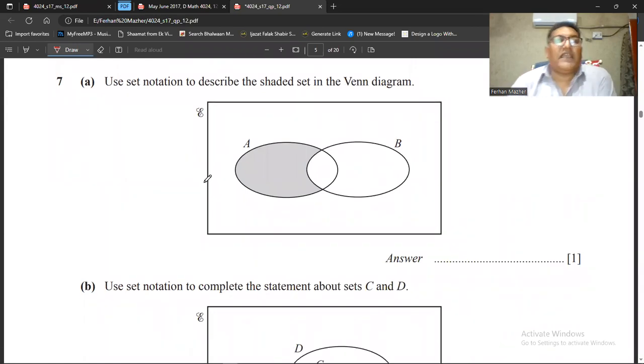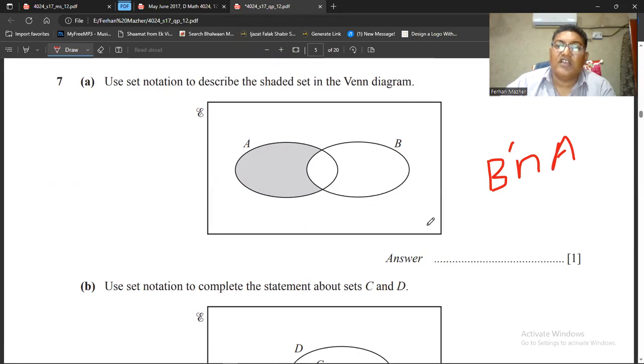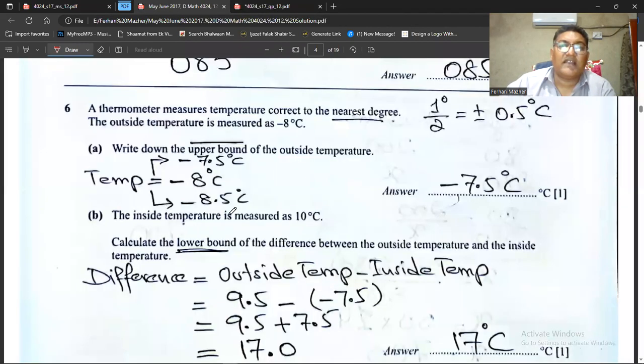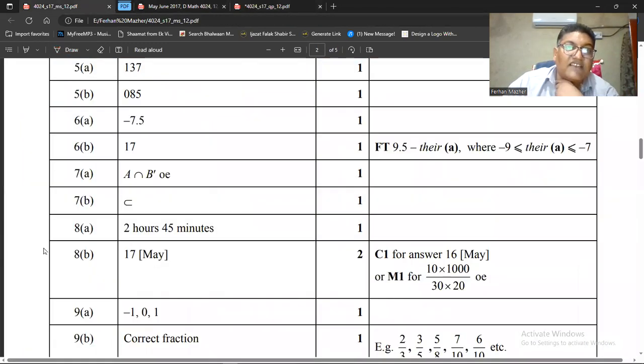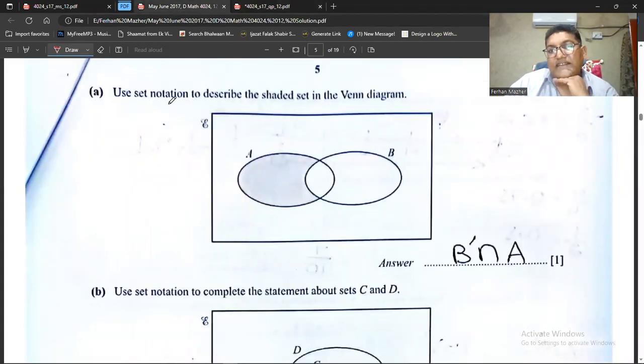Question number 7, it's A part. It says use set notation to describe the shaded set in the Venn diagram. Here, this shaded portion is basically out of the B, so this is B complement, and out of B, the common portion with the A has been shaded. So this is basically B complement intersection A. Let's check. This answer is right.